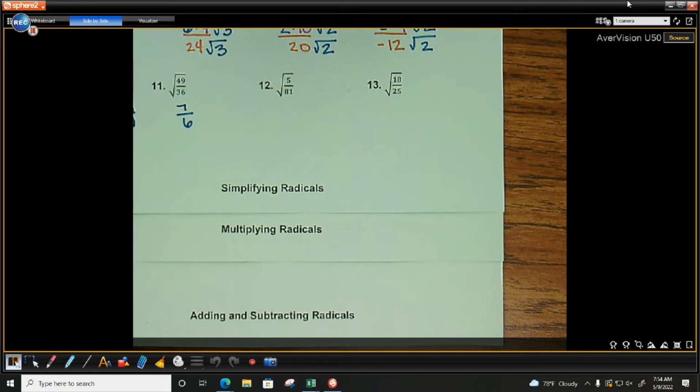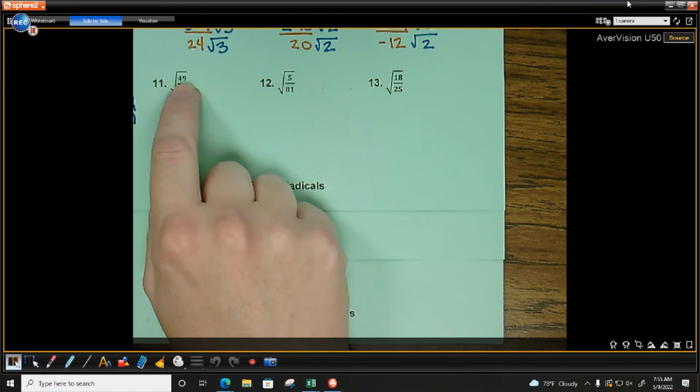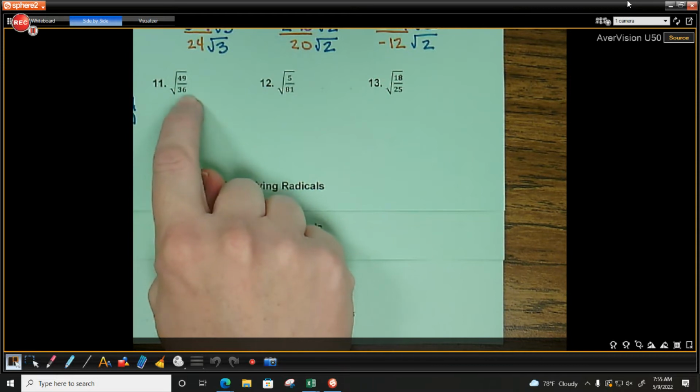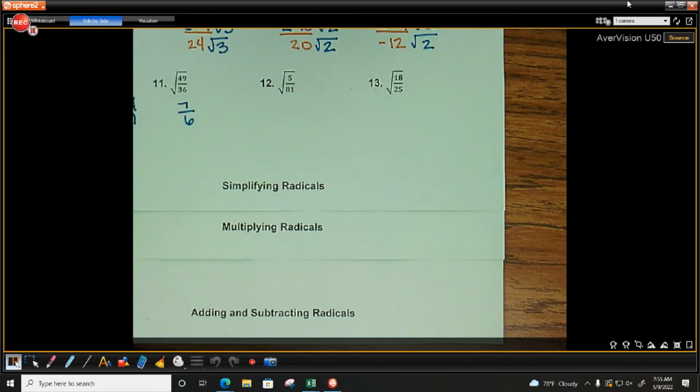Now let's talk about why this worked though. What's the square root of 49? So the square root of the numerator gave you the numerator. What's the square root of 36? 6. The square root of the denominator gave you the denominator. Good? Do we like those? Did we like that we didn't have to actually do any work? The calculator just gave us the right answer. Is that good? Okay, next one.